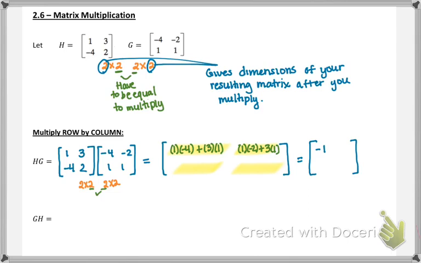Okay, simplifying that, that's negative 2 plus 3, that's going to give me 1. And then moving on to the next element that we want to find, the location of this element is in the second row, first column. So in order to get this, we have to multiply the second row by the first column. So that will be negative 4 times negative 4 plus 2 times 1.